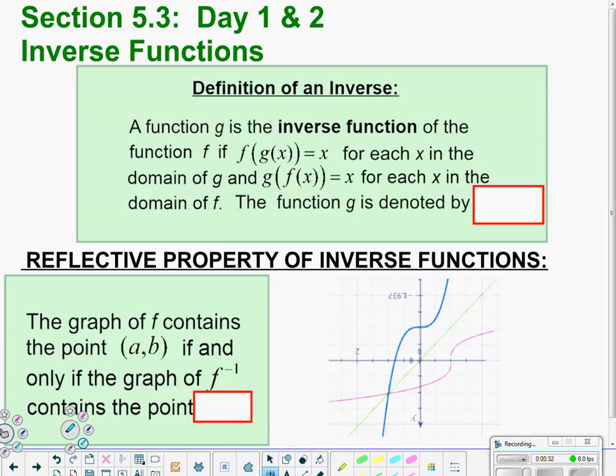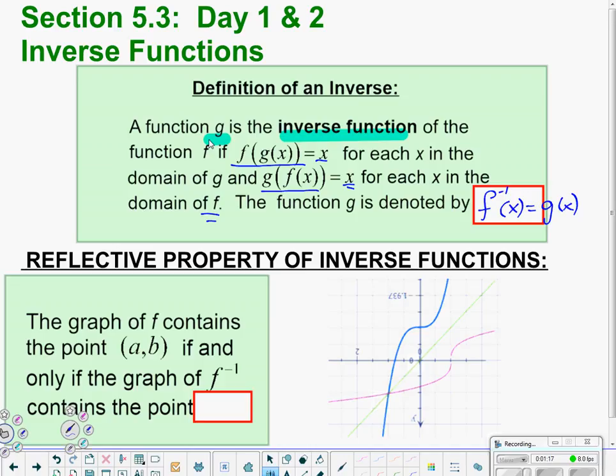So definition of an inverse function: a function g is the inverse function of the function f of x if f of g of x equals x for each x in the domain of g, and g of f of x equals x for each x in the domain of f. The function is denoted by f inverse of x. Let g of x equal this inverse of f. So there is common notation. F to the negative 1 is what it looks like, doesn't it? But we read it as f inverse of x.